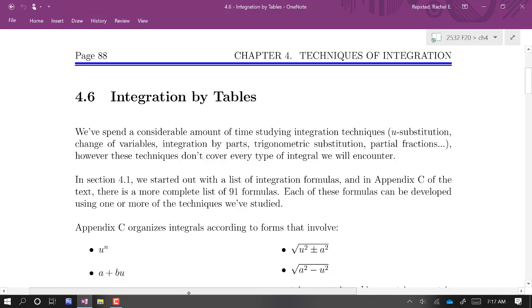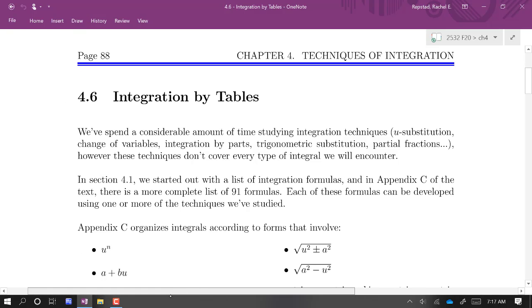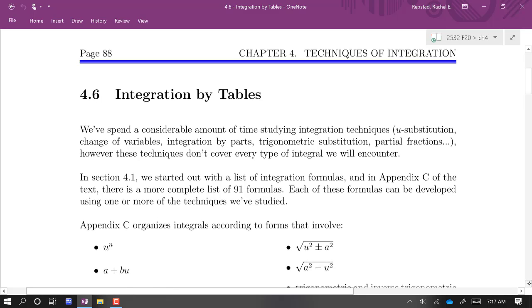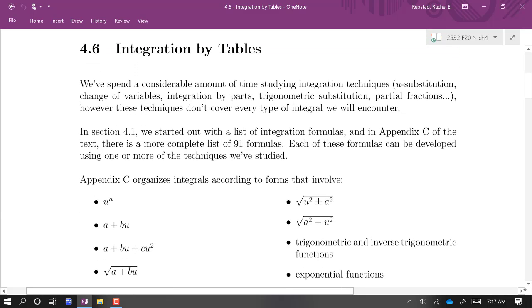All right, so in this section, we're going to look at integration by tables. Essentially, this is what we turn to if we can't seem to figure out how to integrate something. In the beginning of this chapter, there was a list of some basic integration formulas, and in the appendix of the text, there's a big, long list of integration formulas. Some of them we already know. A lot of them are derived by using techniques that we have learned.